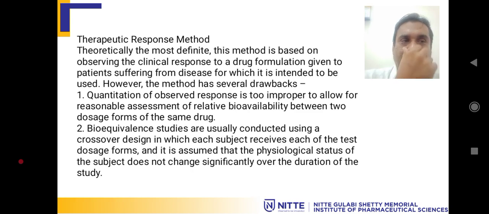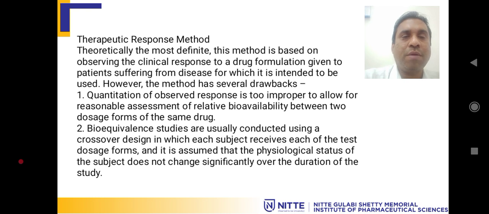Therapeutic response method. Theoretically the most definitive, this method is based on observing the clinical response of a drug formulation given to the patient suffering from the disease for which it is intended to be used. However, the method has several drawbacks. Quantitation of observed response is too imprecise to allow for reasonable assessment of relative bioavailability between two dosage forms of the same drug.